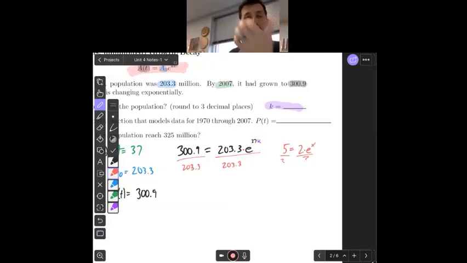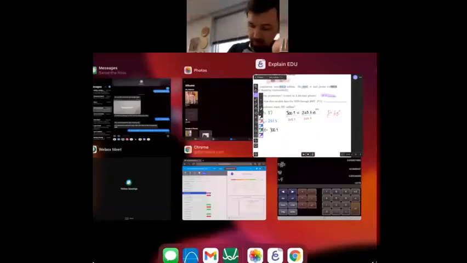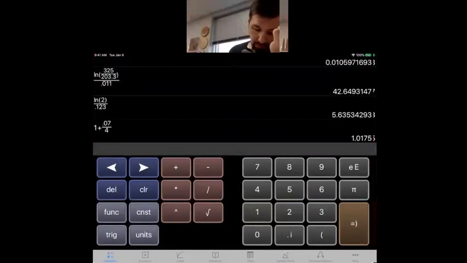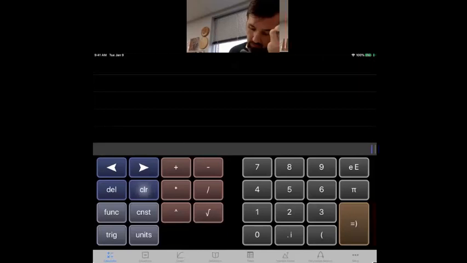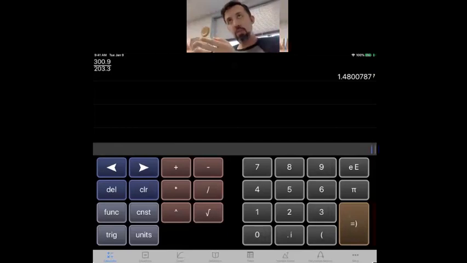We need to get that E by itself, like Ruth said. We need to isolate that power before we can move on to the next part. So we can throw that fraction into your calculator: 300.9 divided by 203.3. And we get this decimal here.